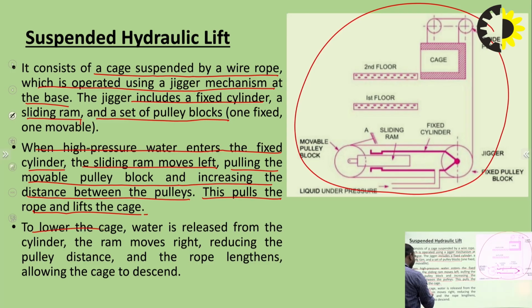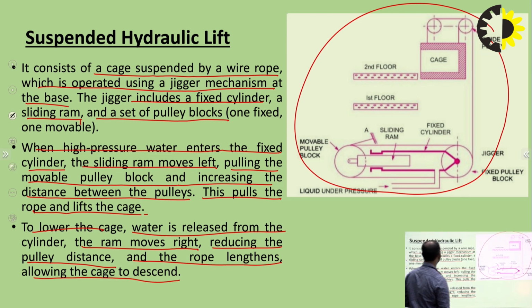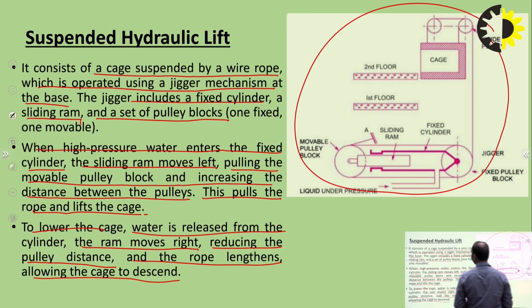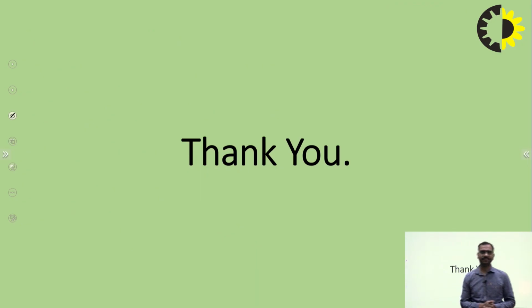To lower the cage, water is released from the cylinder. The ram moves right, reducing the pulley distance and the rope length, allowing the cage to descend. So this is suspended type hydraulic lift. So in this lecture, this is all for this lecture.